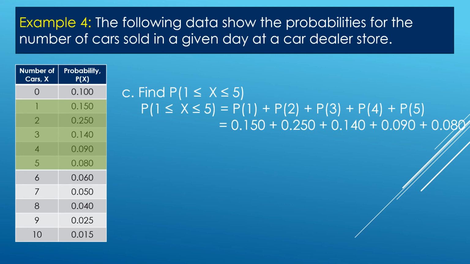Therefore, we have probability of 1 is 0.150, probability of 2 is 0.250, plus probability of 3 is 0.140, plus probability of 4 is 0.090, and probability of 5, which is 0.080. So the sum is equal to 0.710. So therefore, the probability that is confined between 1 and 5 is equal to 0.70. Do you have any question? No question?